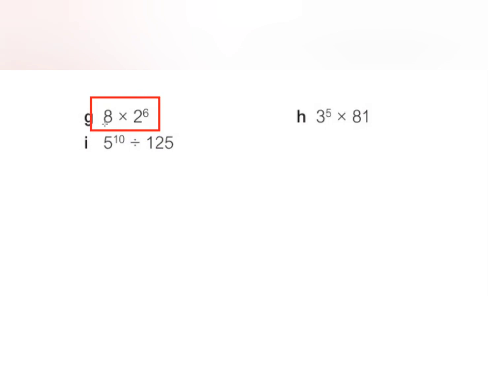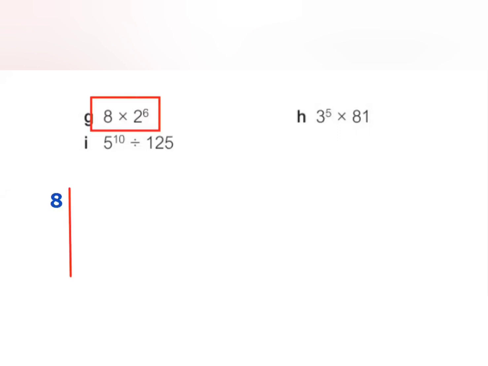Now 8 is not a base number, because the 2 is the base number since it already has a power. So I'm going to make this 2 with a power. Now how can I make the 8 into 2 with a power? I come to the 8 and divide it by 2. Focus on this, because this is the idea of finding the powers and using the base numbers. So I'm going to divide the 8 by the 2.